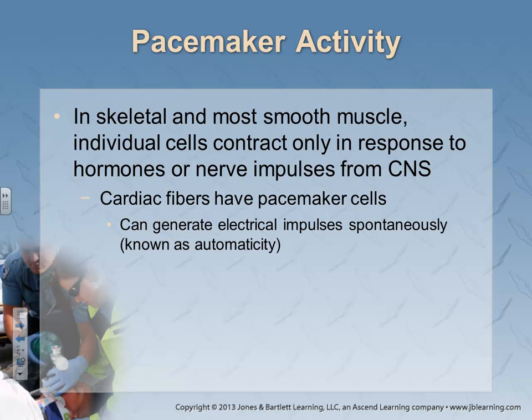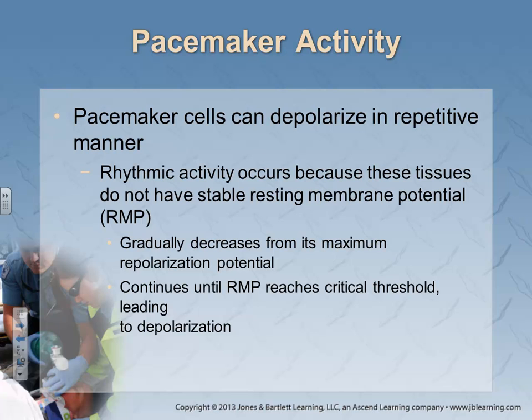So in general, skeletal and smooth muscle really only contracts in response to impulses from the CNS or from the endocrine system or whatever. Cardiac fibers don't need the central nervous system to tell them what to do. They're their own boss, right? They've got that principle of what? Automaticity, in which they can create their own impulses. The pacemaker cells depolarize in a repetitive manner. Why do they need to be in a repetitive manner? To keep the heart beating. The heart needs to beat in a rhythm. It needs to work together.